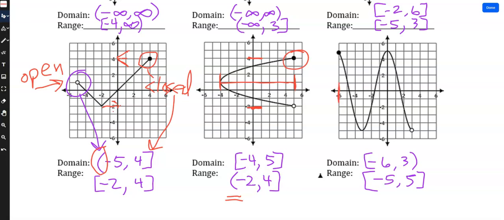Domain, we're going from -6 all the way over to 3, but did not include the 3 because the 3 is open. Now on this next one, the tricky part right here is that the -5 is included on the left side. Yeah, I know it's not included on the right side, but it is included on the left. And of course, it's included at the top twice, basically. So that's why both of those are closed.